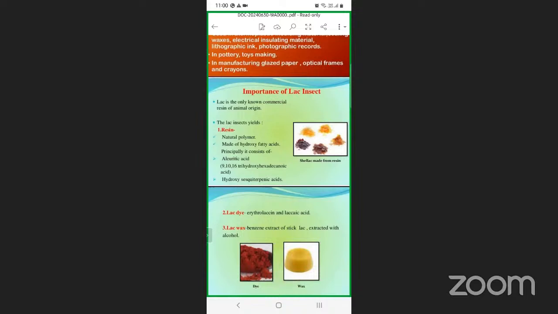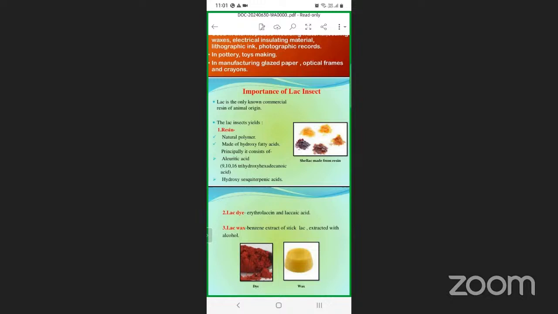And this particular lac insect yields resin, which is also a natural polymer made of hydroxy fatty acids, principally consisting of aleuritic acid and hydroxy terpenic acids.